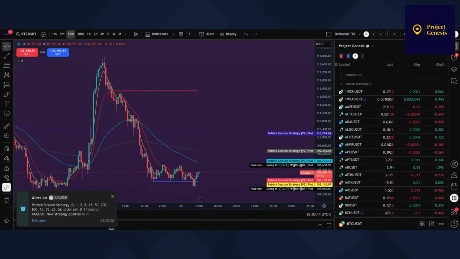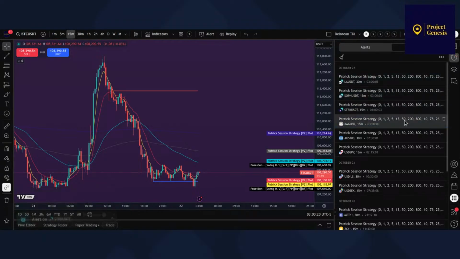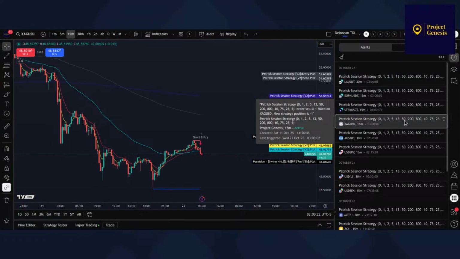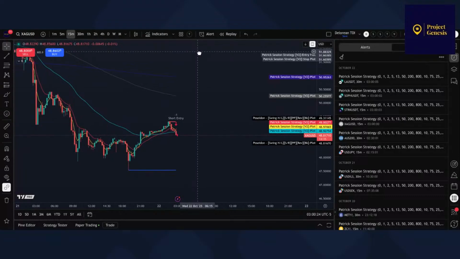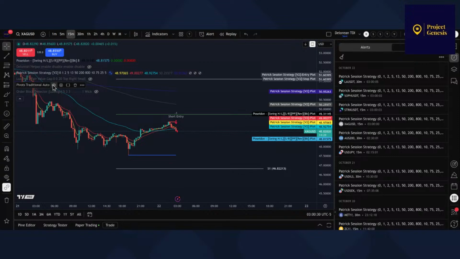All right, looks like we got a sell on silver. Oh, we got multiple calls. Okay. We definitely have a sell on silver. Gonna take that to 46.82213.